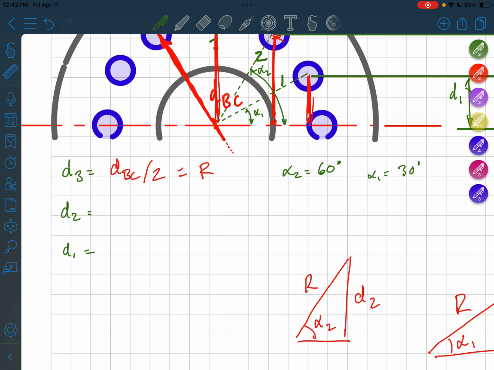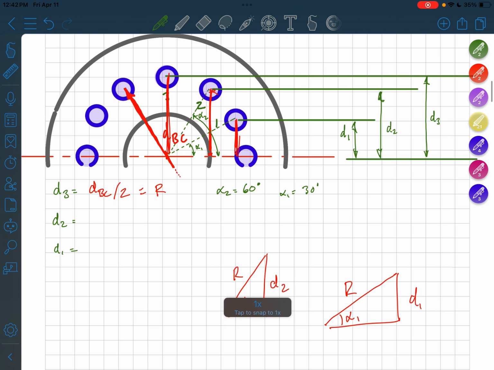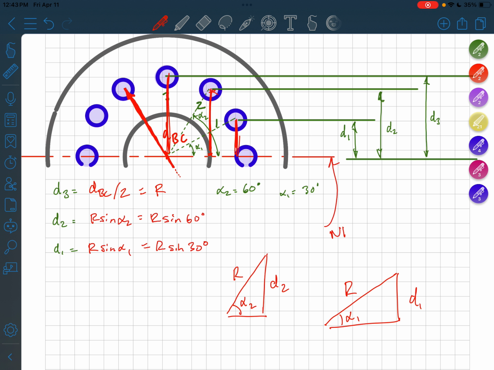So let's solve for D2. That's the same thing as saying R times sine of alpha 2, which equals R sine of 60. I'm going to leave it unsolved for the moment, and then same for D1, R times sine of alpha 1 equals R times sine of 30 degrees. So notice that this here is our neutral axis, and now we have solved for all the distances above the neutral axis, and it would be the same for below the neutral axis as well.